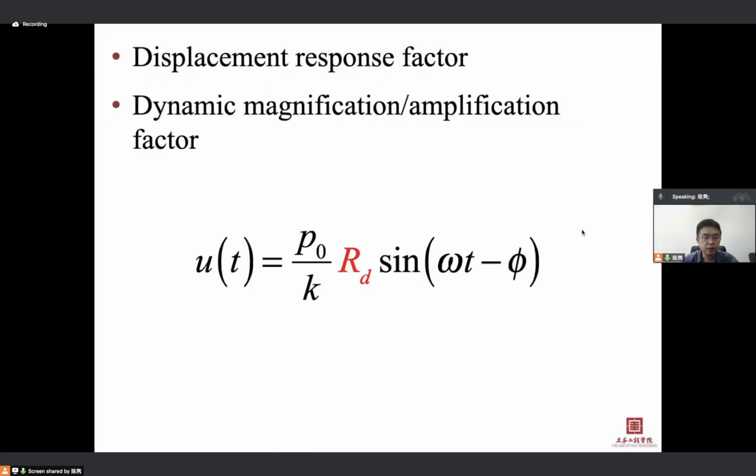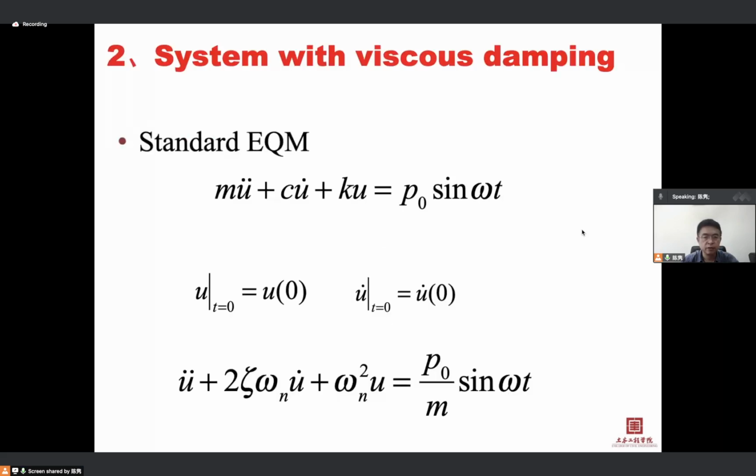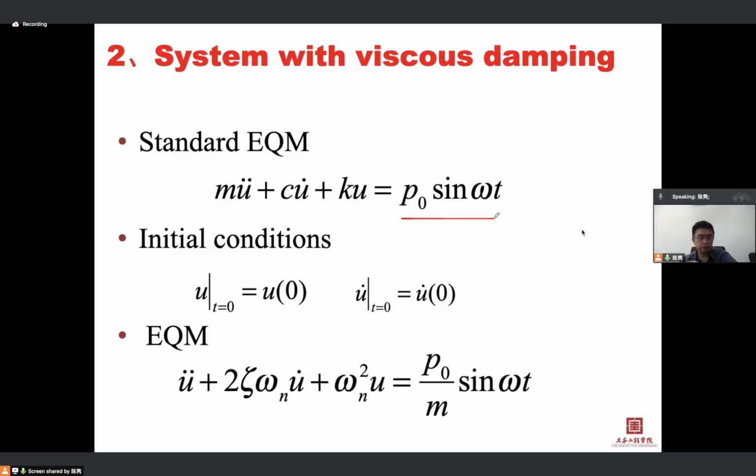So let me summarize this. This is an important thing called the dynamic amplification factor, and this is for the non-damping case. And then we will discuss the system with viscous damping, and how it responds to this P0 sine omega t loading, this harmonic loading. So any questions so far?